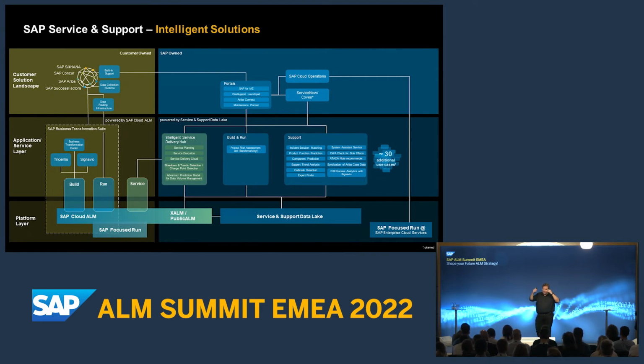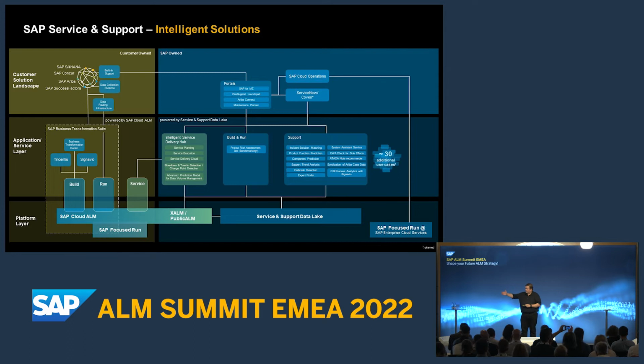And you see that on 3 layers. On the top layer, you see on the customer side, the applications you're using: S/4HANA, Ariba, Concur, all these applications. And we have plugged into those applications with our built-in support. That's not something which we speak about here at the ALM Summit, but which we have as well for the overall service and support side, to really plug the support directly into the application.